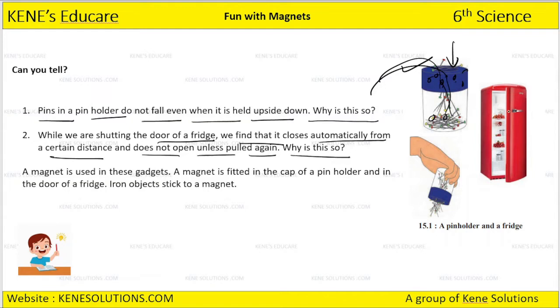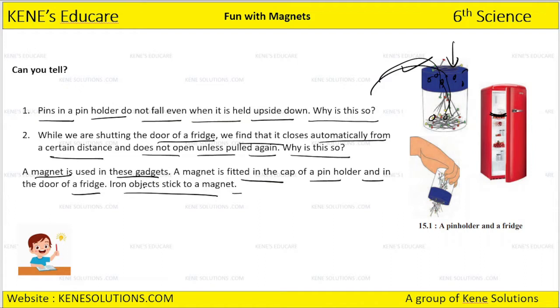Why is this so? तो जब भी आप फ्रिज का डोर ओपन करते हो एंड क्लोज पॉइंट पे लाते हो तो वो ऑटोमेटिकली क्लोज हो जाता है. Why is it so? Because a magnet is used in these gadgets. A magnet is fitted in the cap of a pin holder and in the door of the fridge. Iron objects stick to a magnet.